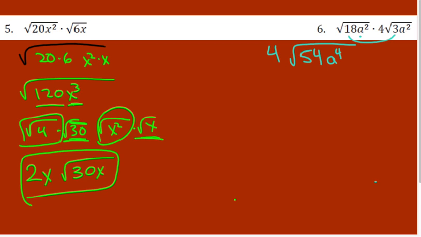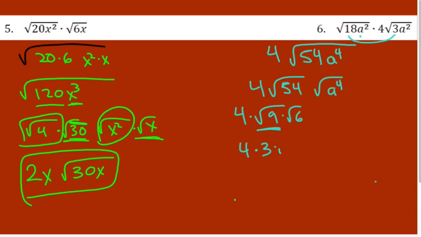So now, I always like to tell kids, break this apart. Take it one piece at a time. Square root of 54 breaks up into square root of 9 times square root of 6. Square root of 9 is going to be 3, so this is really like 4 times 3 times square root of 6. So this is 12 square root of 6.